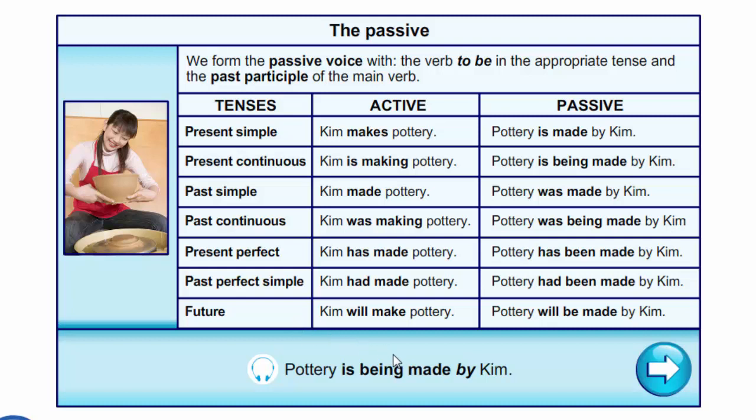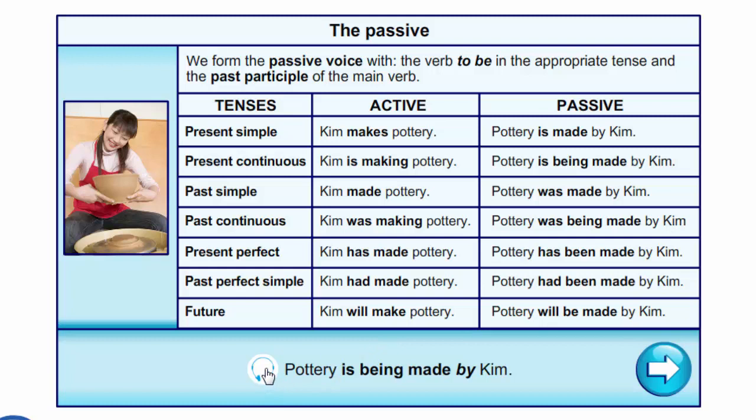In active, you will say the same words. For example, the verb make. You see, in active makes, in present simple, is made in passive. Present continuous is making, is being made. Past simple made, was made. Past continuous was making, was being made. Present perfect has made, in passive has been made. Past perfect simple had made, had been made. In future will make, will be made.